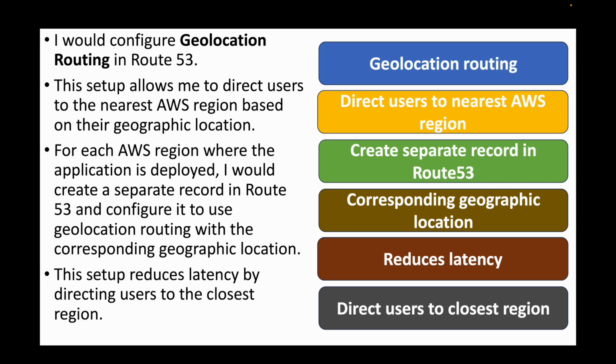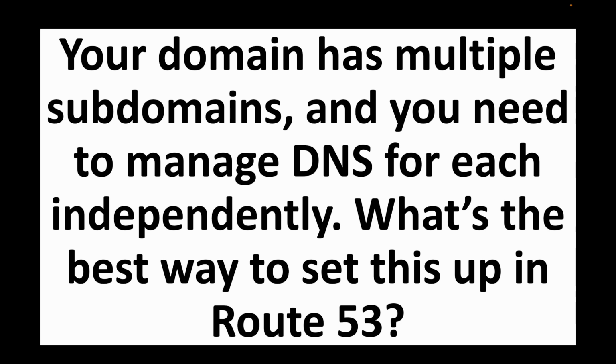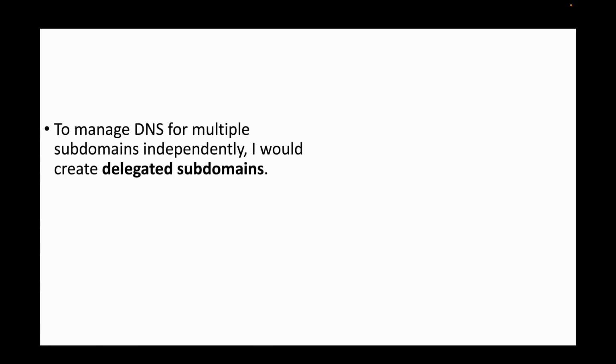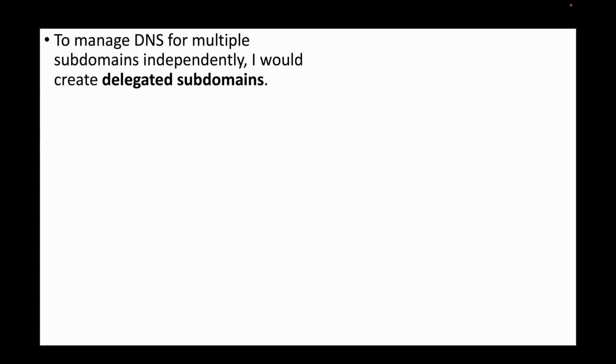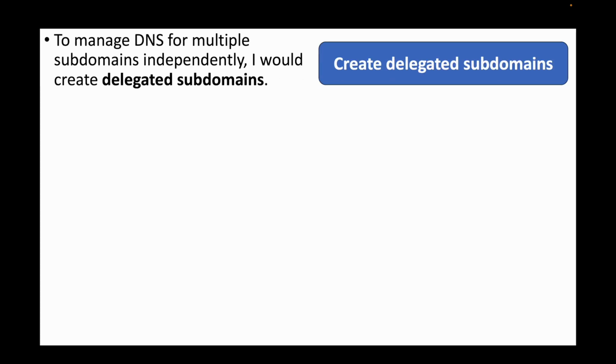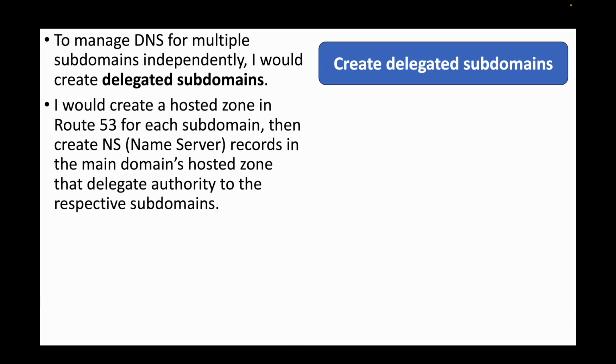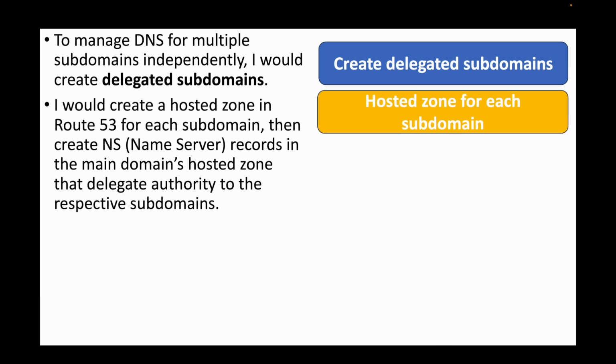The next question we have is, your domain has multiple subdomains and you need to manage DNS for each independently. What's the best way to set this up in Route 53? So if you're having multiple subdomains and if you want to manage them independently, then you can create delegated subdomains. So with this, you will be basically creating a hosted zone in your Route 53 for each of your subdomains.